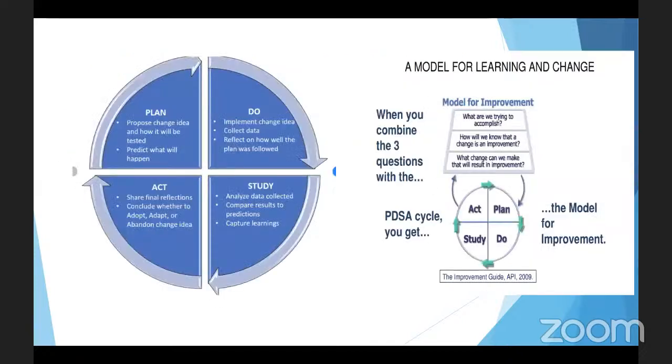Okay, so this is a Plan, Do, Study, Act cycle. And on the right side, you can see a model for learning and change. So this is just to familiarize you with some terms.